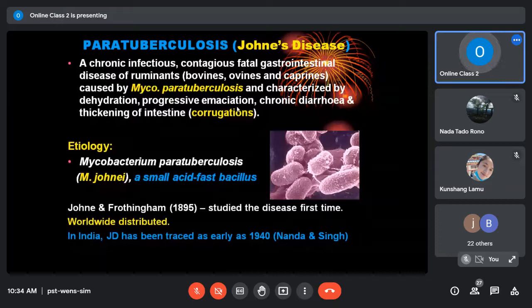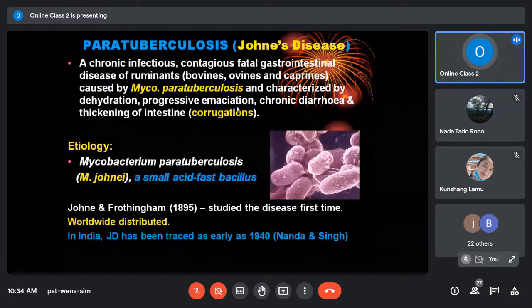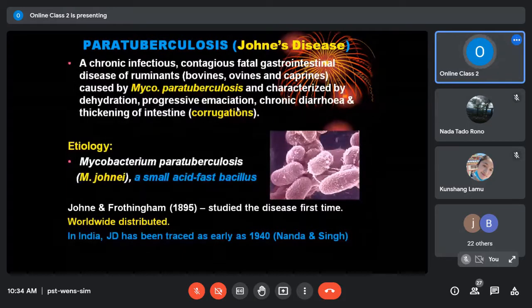Here also, the animal becomes very weak, dehydrated, progressively emaciated, with chronic diarrhea. And one very particular lesion is there in the affected intestines, what we call corrugations: thickening of the intestine, forming ridge-like folds, many folds, as well as much thickening. That is known as corrugation, so that is very much typical. I'll show you the picture.